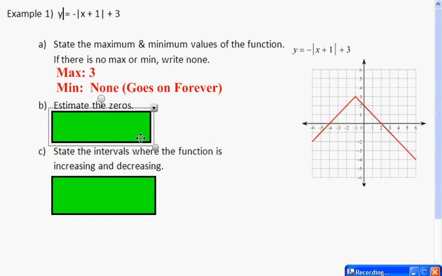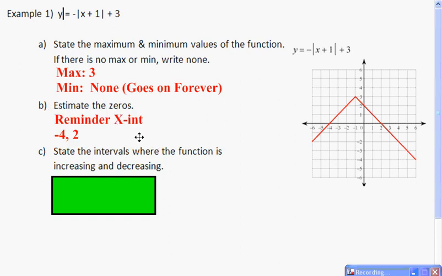In part B, you're going to estimate the zeros of a graph. Remember that the zeros of a graph are basically your x-intercepts, where it intersects the x-axis. As you come along your x-axis, you would find that your first point of intersection is right here. That would be -4. You continue along, the next point of intersection is right there at 2. So the zeros of a function, your x-intercepts, would be -4, 2.